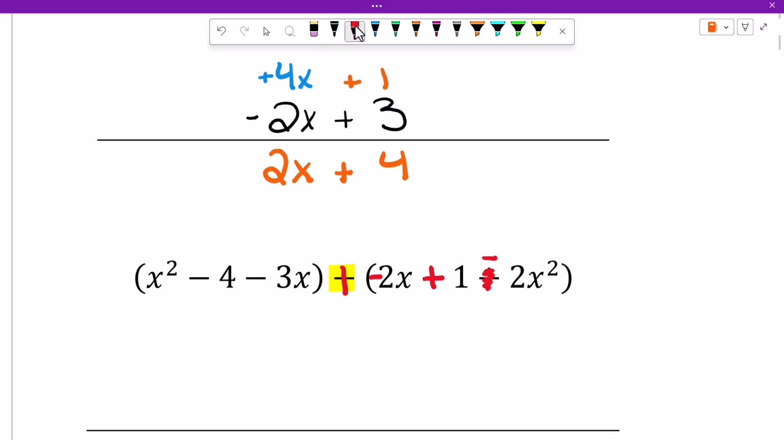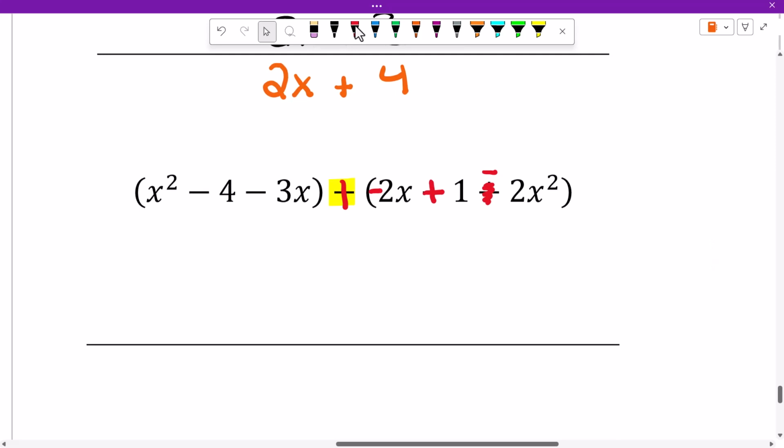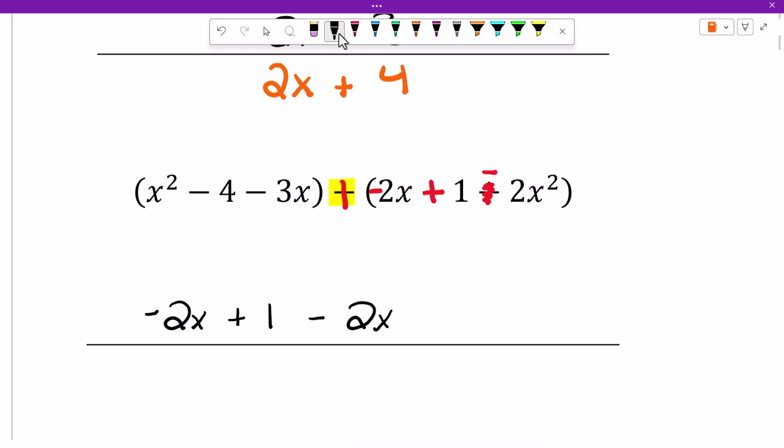Careful. The terms are not written in the same order. So you're going to have to rearrange these. Right? X squareds with x squareds, x's with x's, numbers with numbers. And it doesn't matter which one you write first. Last time I wrote the left bracket first. This time I write the right bracket first because it doesn't really matter. So I'll go negative 2x plus 1 minus 2x squared. So just double check if you get the signs right, because that's where you're going to make the mistakes.